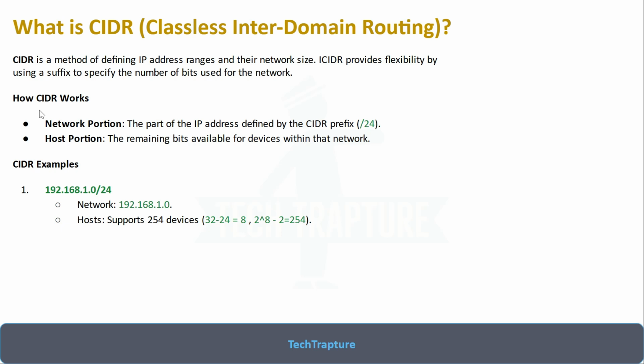So you can see how CIDR works. The part of the IP address is defined by the CIDR prefix. You can see this notation, /24, /20. This kind of definition is called CIDR notation. Whenever we are creating the VPC, we have to define this CIDR range. But how will this make sure how many IPs you have in your network?